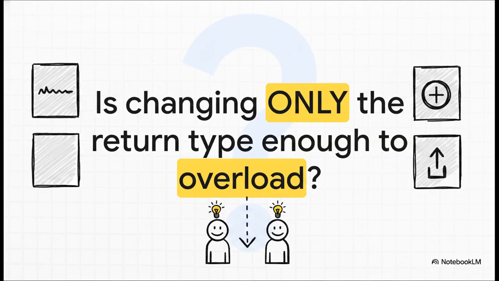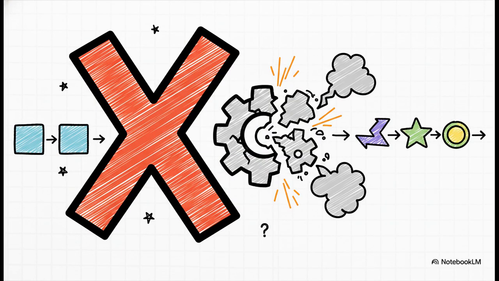Question 1. Is changing only the return type enough to achieve method overloading? So, for example, one method returns text, the other returns a number, but absolutely everything else is identical. What do you think? And the solution is no. This is a classic trick question that catches so many students off guard. If you only change the return type, the compiler gets super confused and just throws an error. To successfully overload, the parameters themselves, the actual inputs, must be different in count, type, or order.